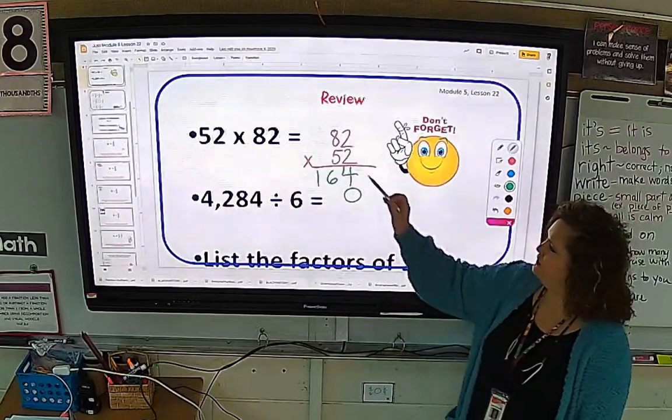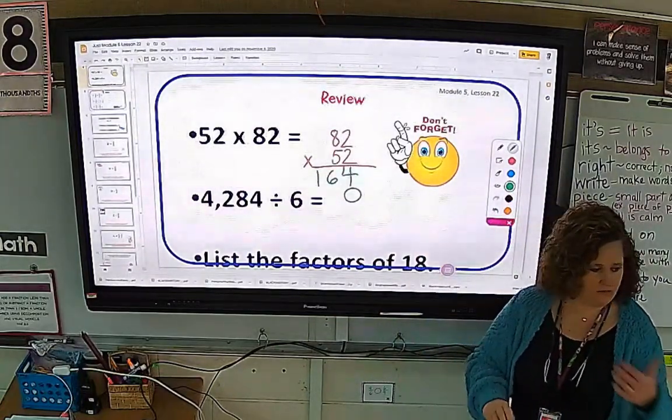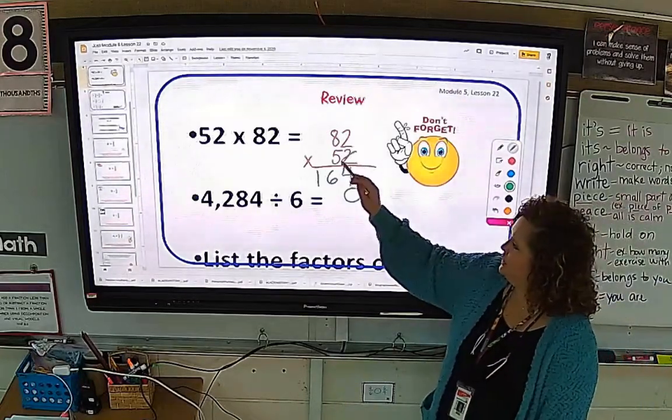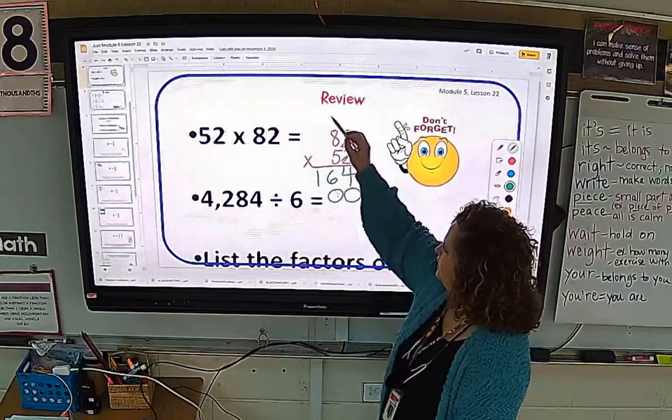If you forget it, draw that dinosaur head. Sometimes we'll leave that off here and there. Just, a lot of you are leaving it off now because you've gotten in that routine. 5. So we're done here. 5 times 2? 10, put the 0, carry the 1.